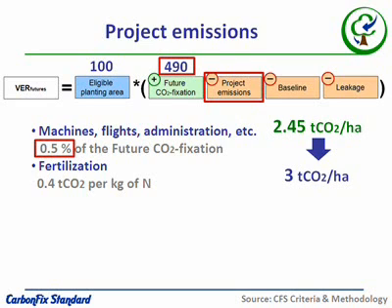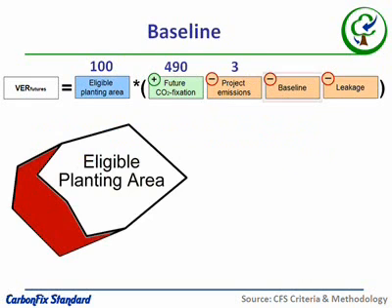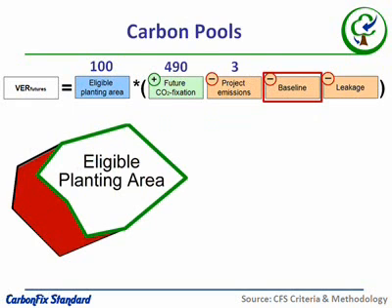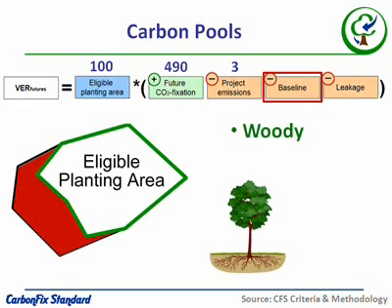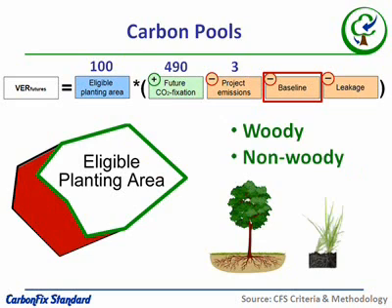After we have now defined our project emissions, let's move forward to our next parameter, the baseline. The baseline is determined by the amount of CO2 which is stored in our eligible planting area during the time of the project start. In contrast to the future CO2 fixation, which is based on the carbon pool woody biomass, we now have to consider for the baseline also the carbon pool non-woody biomass. To show you how to determine this parameter, let's go back to our example case.